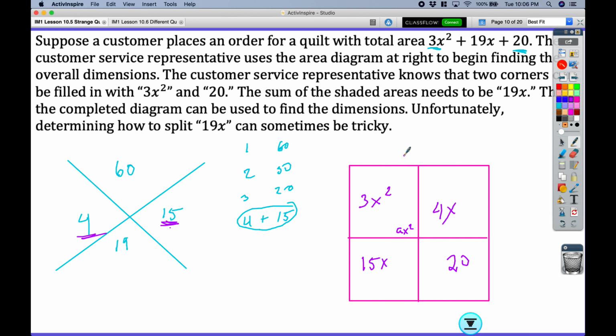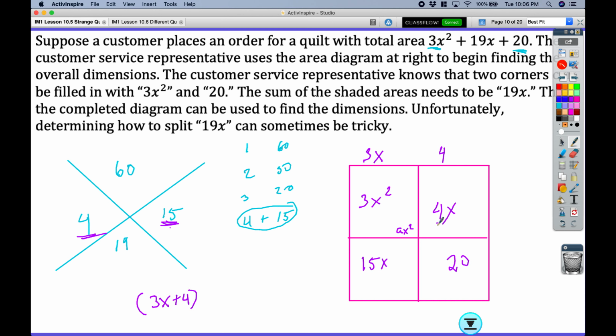So now you're going to factor some values out of your columns and then out of your rows. So if I looked at 15x and 3x squared, I know I can pull out a 3, so they're both divisible by 3, and I can factor out an x out of those as well. Here now I look at 4 and 20, and I know I can pull out a 4. So that means my first factor, which I'll just write down here below, is 3x plus 4.